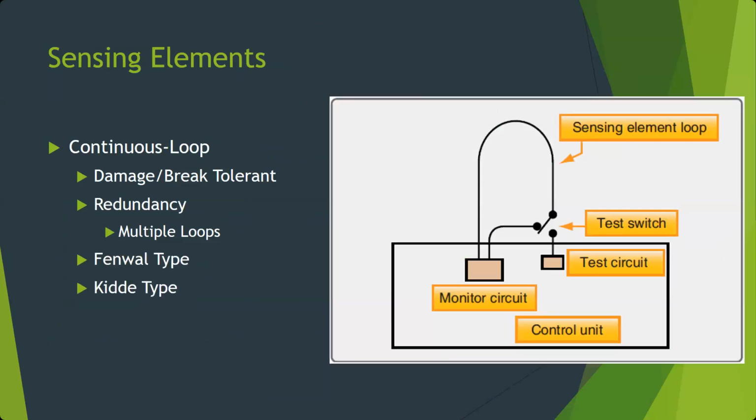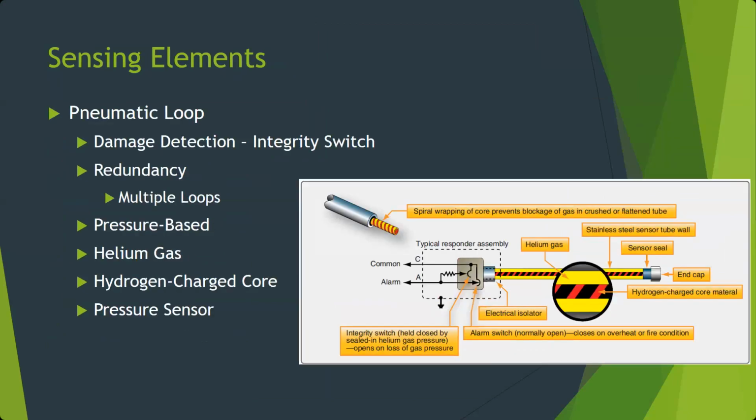False alarm prevention, but we can go to a single loop if need be. So I talked about the continuous loop, their damage and break tolerant, all those things. We kind of looked at that. The other type of loop you'll see is a pneumatic loop. And these are basically, think of like a little sealed tube with a pressure sensor on the end.